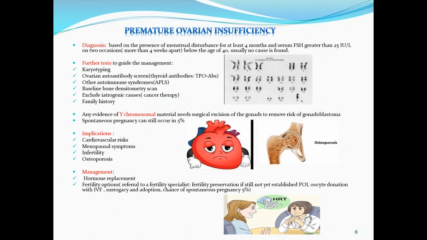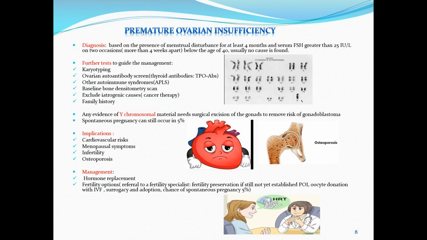So to say that the patient has premature ovarian insufficiency, you need to confirm these criteria: the test is done twice, 4 weeks apart, the age is less than 40, and the FSH level is more than 25 international units per liter. Once you confirm that the patient has premature ovarian insufficiency, we need to do further tests in the form of karyotyping, ovarian autoantibody screening like thyroid antibodies, and other autoimmune syndromes like antiphospholipid syndrome.